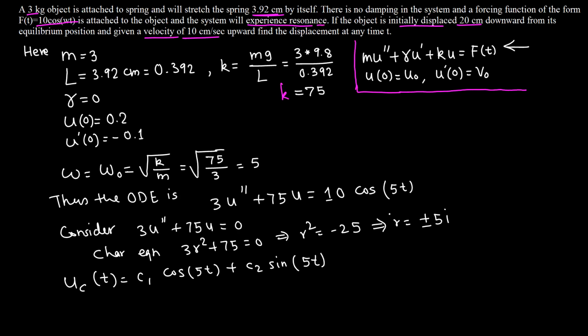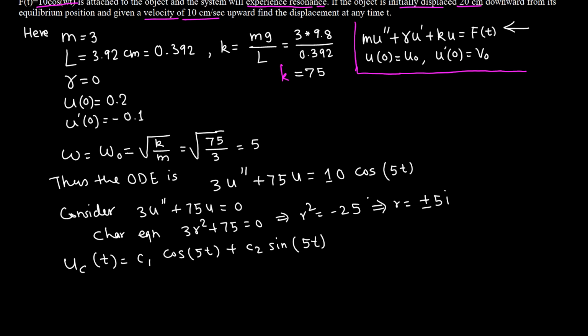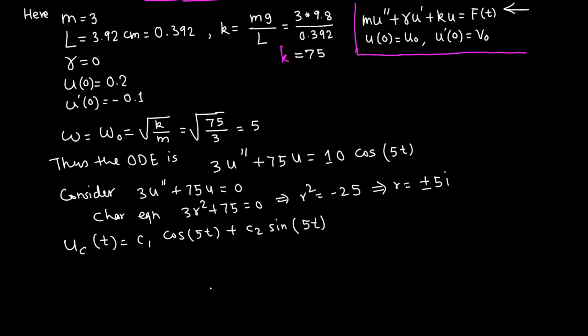Now since we have non-homogeneous, we need to find a particular solution. Since the right hand side is just a cosine, we can use the method of undetermined coefficients. So we can guess the particular solution based on this constant 10, any constant, cosine 5t. Whenever we have cosine or sine on the right hand side, our guess will be a linear combination of both sine and cosine. So that will be a cosine 5t plus b sine 5t.